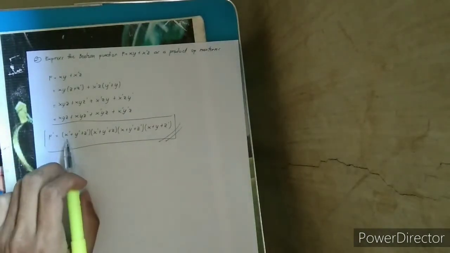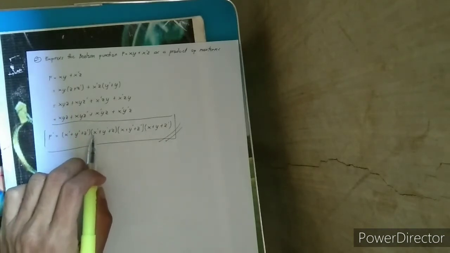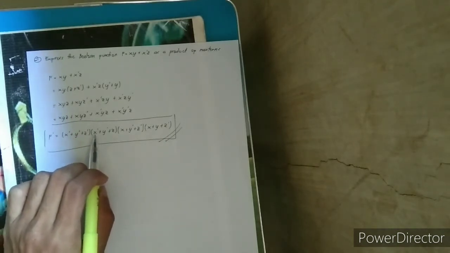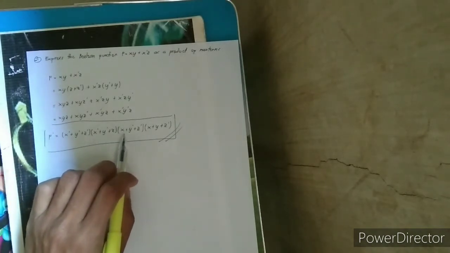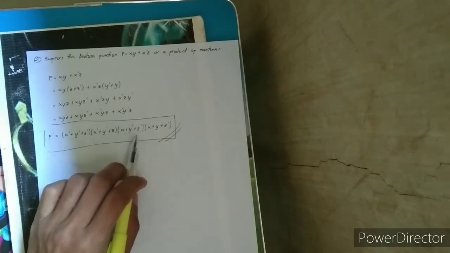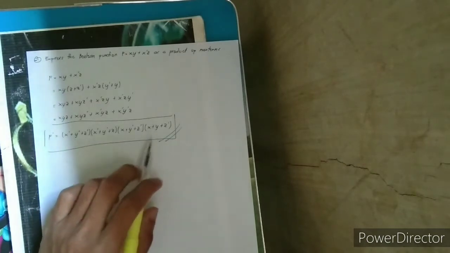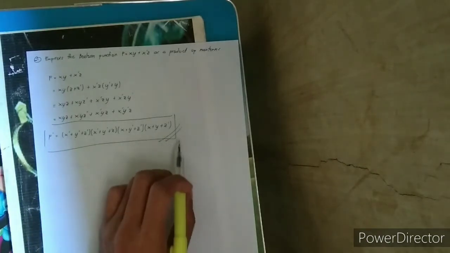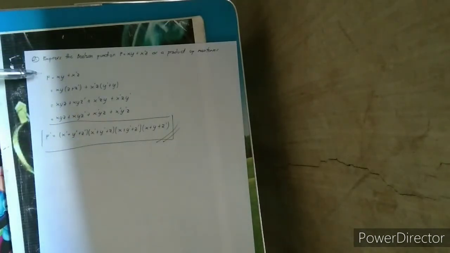So we have now f prime equals x prime plus y prime plus z prime, multiplied by x prime plus y prime plus z, multiplied by x plus y prime plus z prime, multiplied by x plus y plus z prime. So this is now the product of max terms of the Boolean function f equals xy plus x prime z.